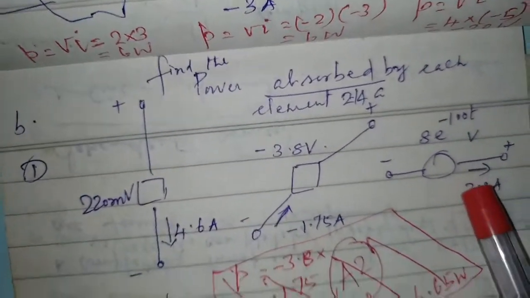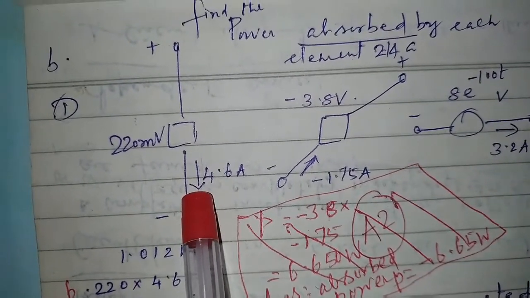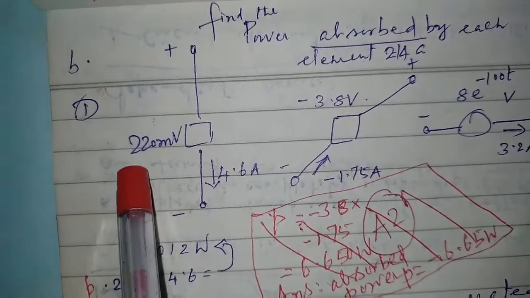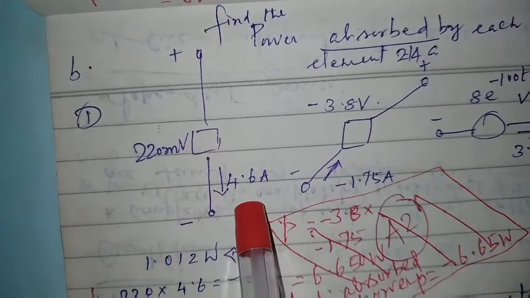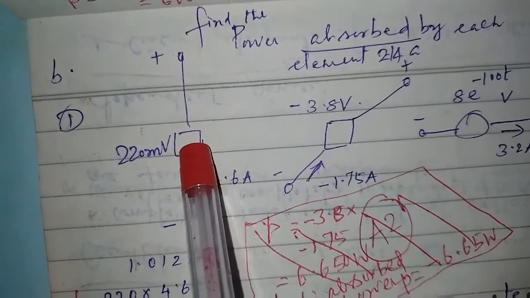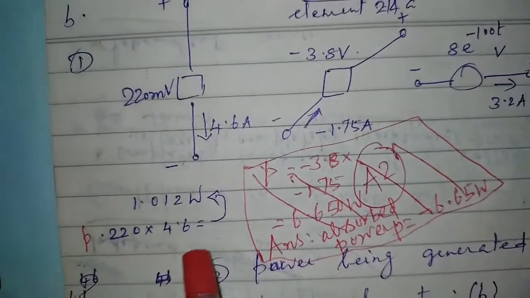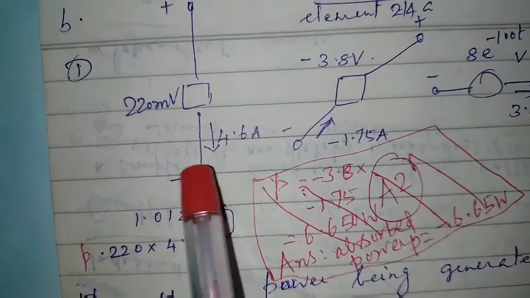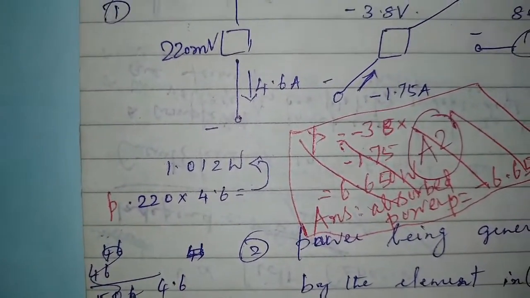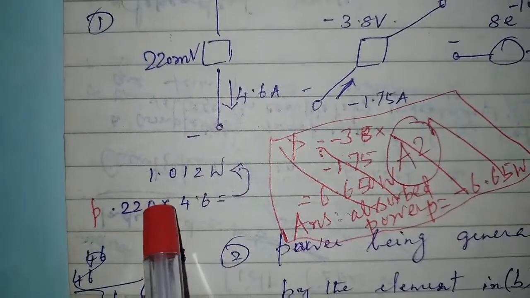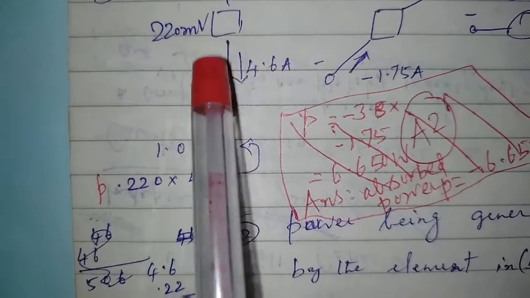Here also 3 elements are given, and the first circuit states that 220 millivolts is sitting across this terminal pair, and a current 4.6 amperes is entering through the terminal marked positive. So power absorbed by this element is nothing but 220 millivolts, 0.220 volts into 4.6 amperes, which will give you 1.012 watts as the power absorbed by this element.